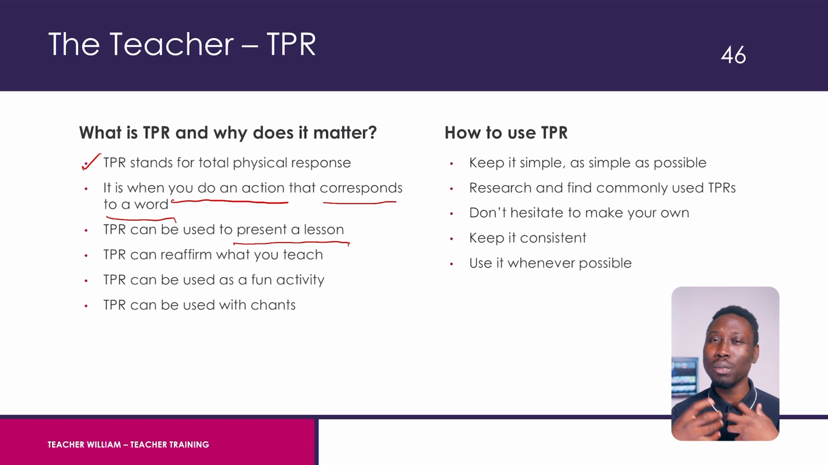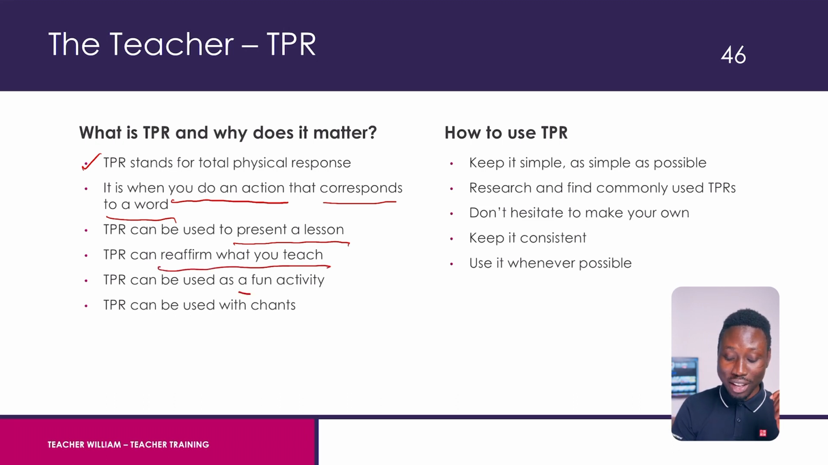So basically, TPR is a way to solicit action from the kids, make the lesson interesting, and get them moving and active in your class. TPR can be used to reaffirm what you teach, and it can also be used as a fun activity. So sometimes, when I finish teaching all three words, for instance, if we're teaching something like fly or stomp, we go around a circle.